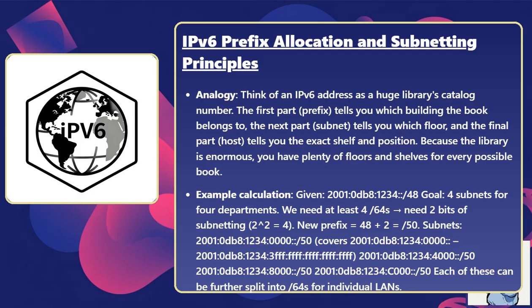2001:db8:1234:4000::/50, and so on through 2001:db8:1234:c000::/50. Each of these can be further split into /64s for individual LANs.